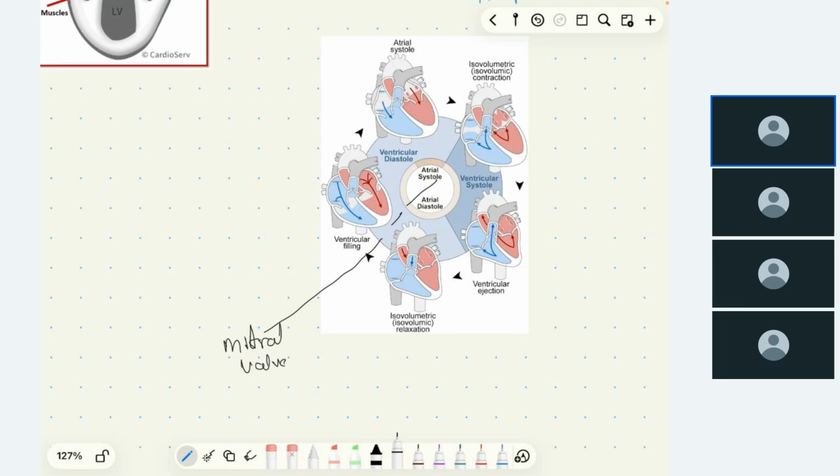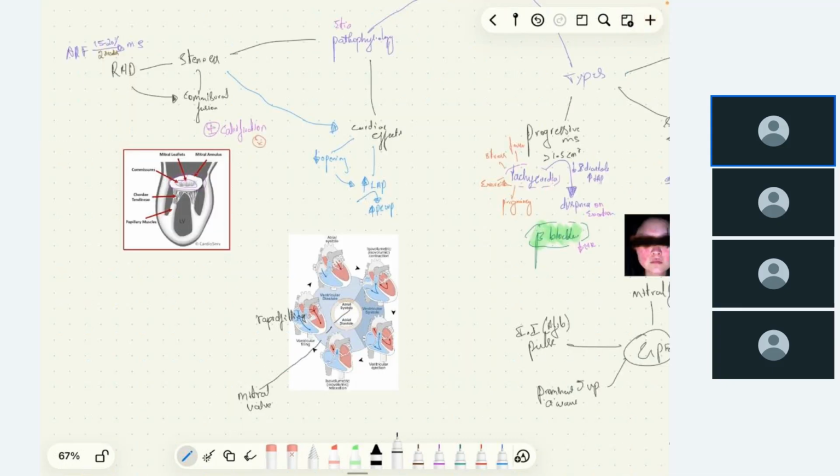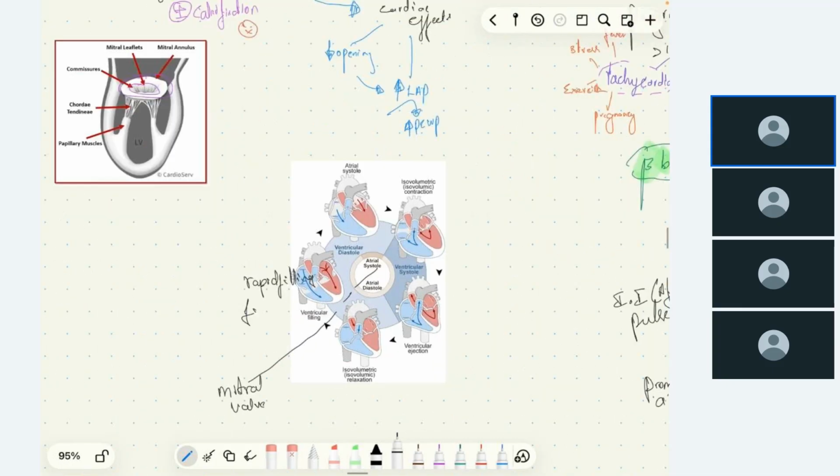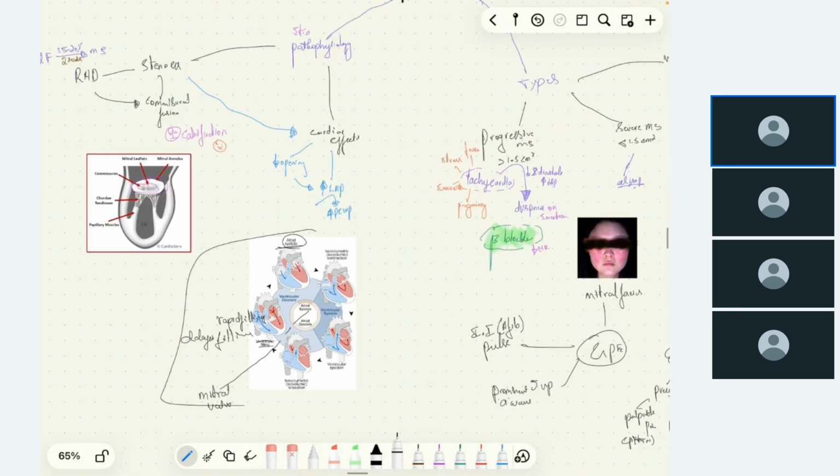The filling is divided into rapid filling and, after that rapid filling, we have diastasis of the atria. After that we have atrial systole. So this is about the cardiac cycle where we have atrial systole, isovolumetric contraction, ventricular ejection, isovolumetric relaxation, followed by ventricular filling, that is rapid filling and delayed filling. Following that we have atrial systole. This is the physiology. What happens in pathology?